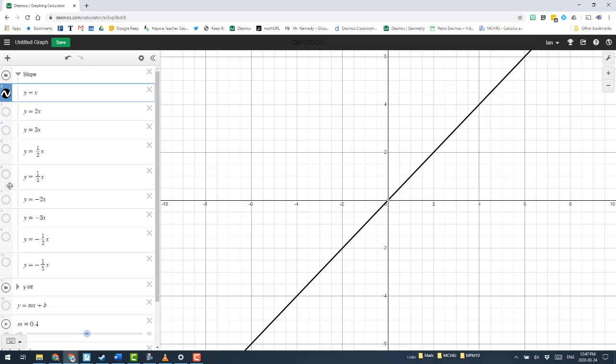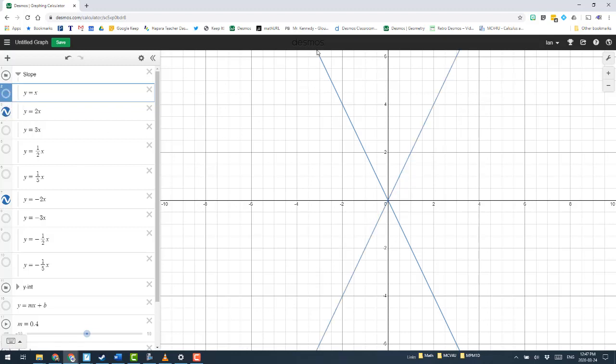Now, what if I turn on some of these negative values? So what about y equals negative 2x? Well, by the looks of it, when I turn on a negative slope, now my line is going down and to the right. If I compare that against y equals 2x, so I have y equals 2x and y equals negative 2x, you can see they're essentially the same steepness. However, one is going up and to the right, one is going down and to the right.